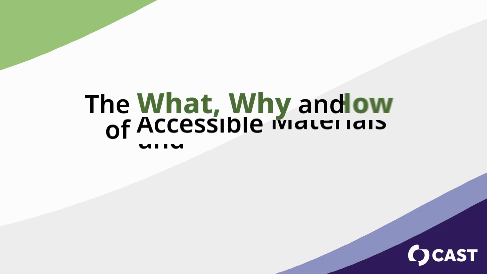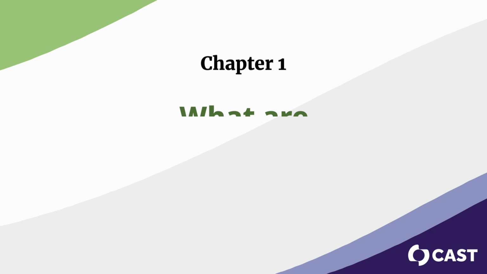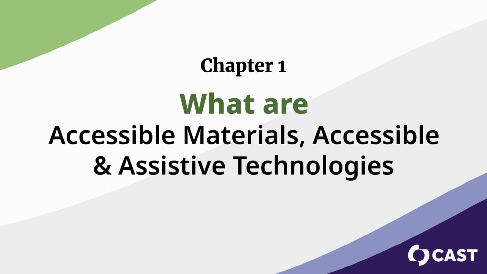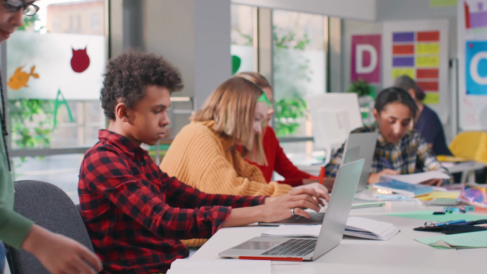The what, why, and how of accessible materials and technologies. Chapter 1. What are accessible materials, accessible technologies, and assistive technologies? Video images of students in classrooms using books, computers, and robotic materials.